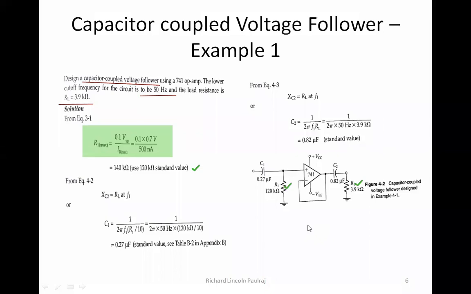Now using this value of R1, it is easy for me to calculate C1 because it's dependent only on F and R. F is already given here, 50, so I'm going to substitute that. R1 I have calculated and used as 120. So please tell me if we're getting about 0.27 micro. Calculate it.